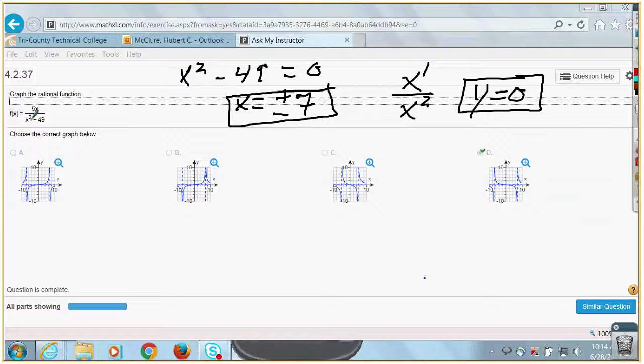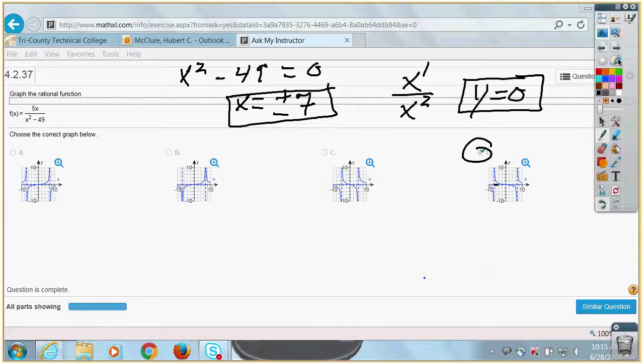So it's probably, let's see, the x squared minus, probably going to be d. So there's your positive 7 and negative 7. Yeah, I'd say, okay, it is d. But just do it on your calculator, unless you're asked to find the vertical and horizontal asymptotes.